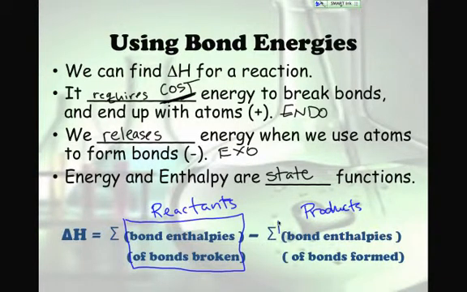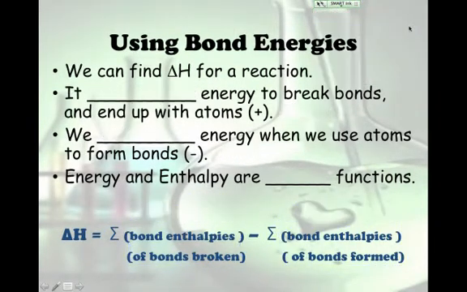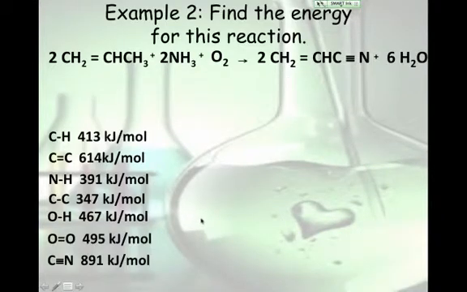So we add all of these up, every bond that is formed, and subtract it from every bond that we had to break, and that will give us the overall energy change in that reaction. Let me show you how it's done. So we're going to find the energy change for this reaction, and we're going to draw some bonds here.